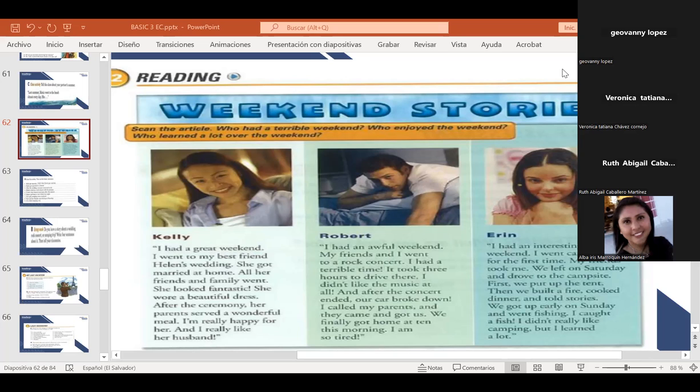We got up early on Sunday and went fishing. I caught a fish and dinner. Really like camping, but I learned a lot. All right, thank you.